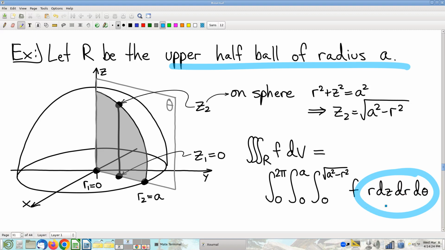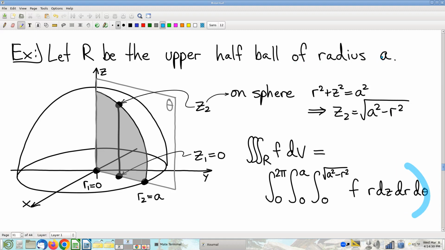So now we slice, and we start with theta slices. Theta slices, again, are half planes hinged on the z-axis. Slicing up a half ball gives me slices that look like that. Easy case to make that they go all the way around, so 0 to 2 pi.